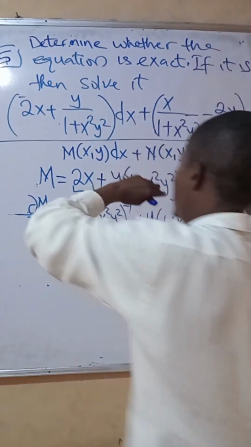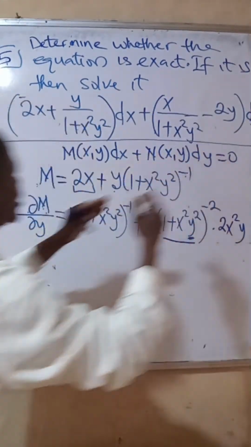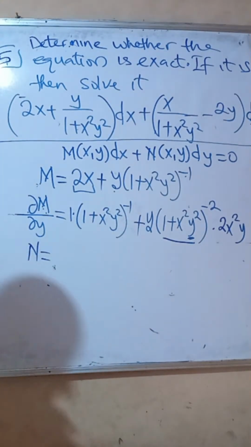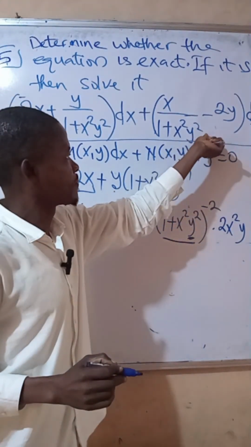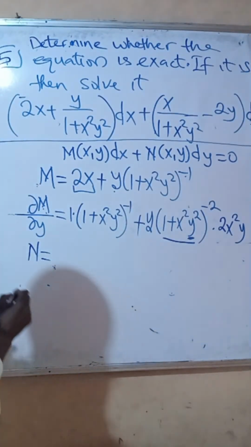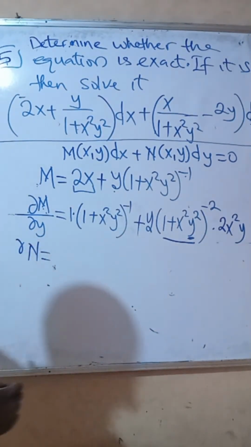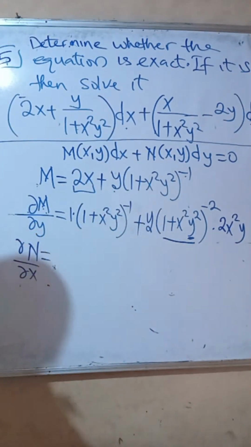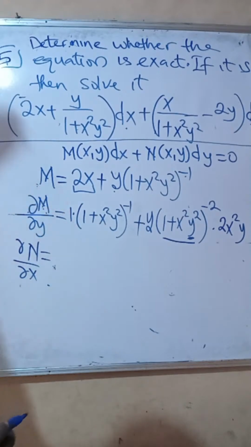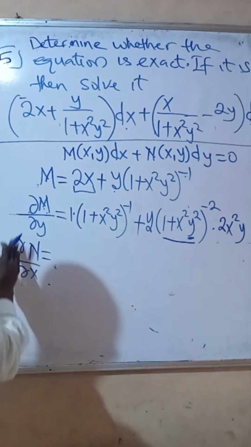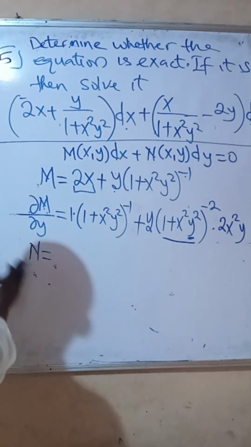Okay, so let's get the second one, the n function. This is what we have here. There's no need to write it again. That's my n. Can we do the partial differential of that function with respect to x? But let me write it first so as to avoid mistakes.